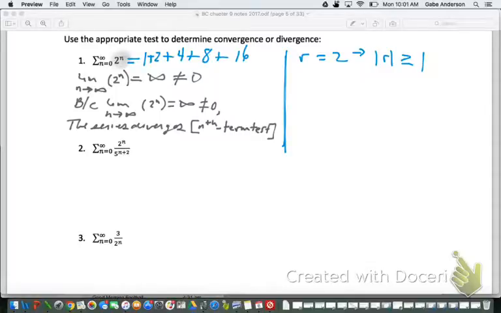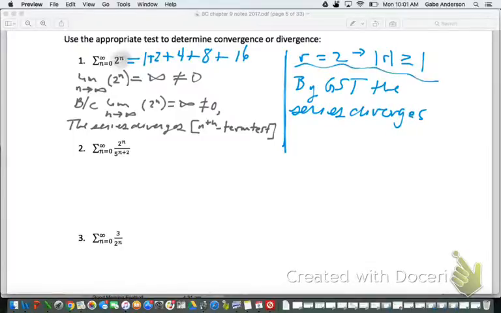So if the common ratio is bigger than 1, can we say then this geometric series converges or diverges? Diverges, yeah. So we can say something like this. You can write GST for geometric series test. So by the GST, the series diverges. So from a grading perspective, I'm going to want to see that you have essentially analyzed r, that you've told me what r is and how it relates to the geometric series test. And then a conclusion.